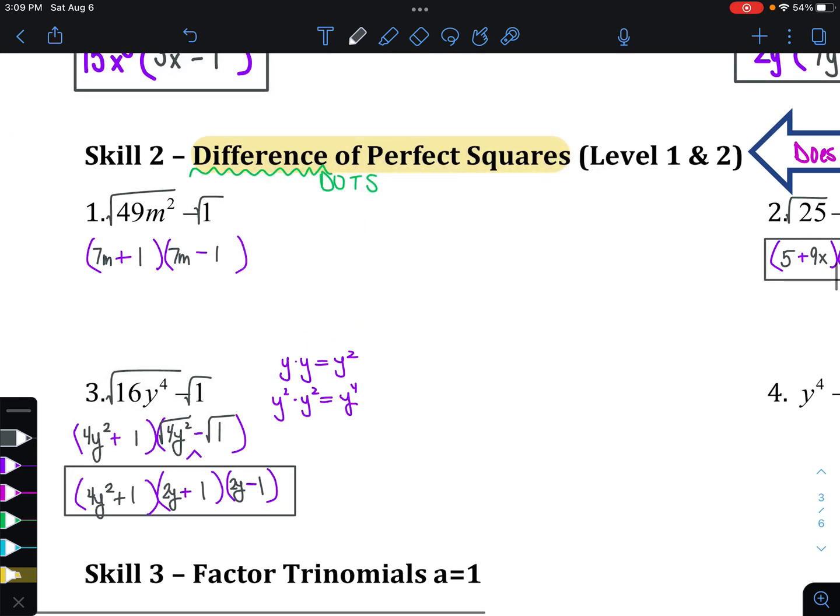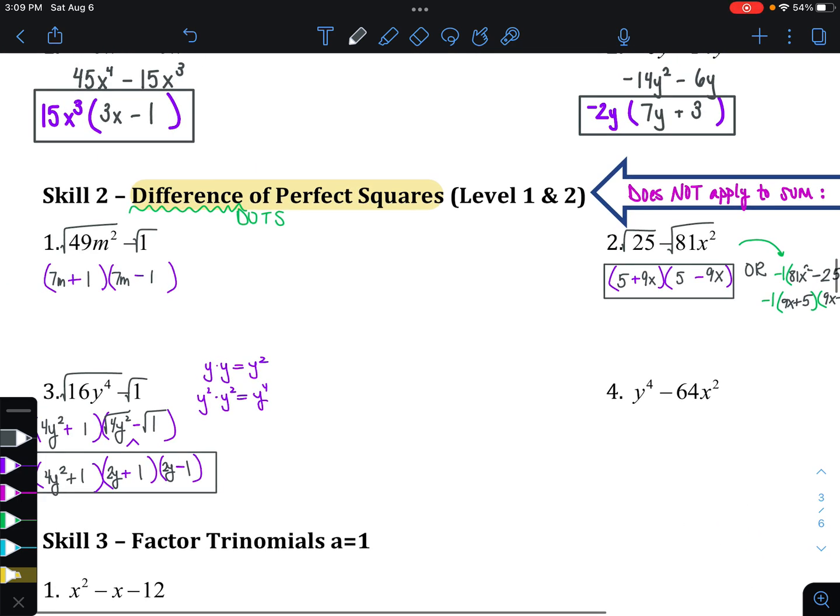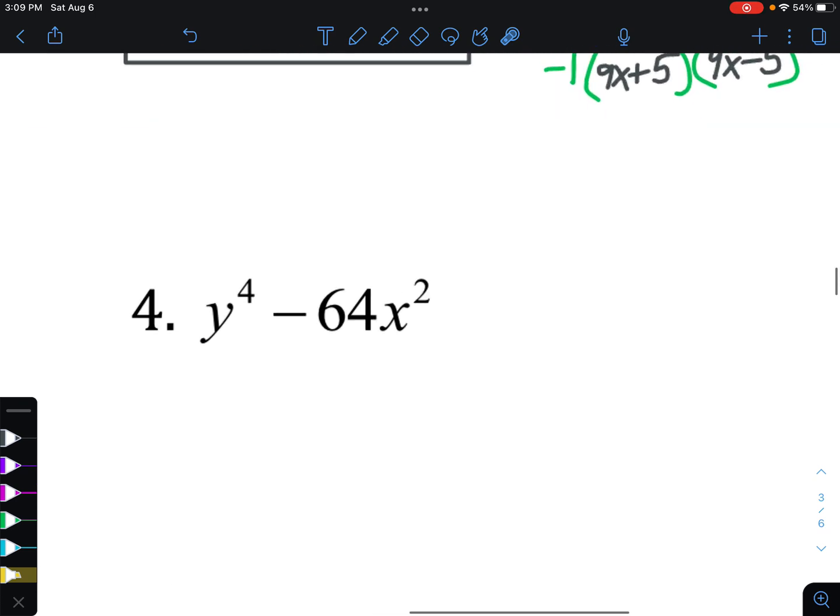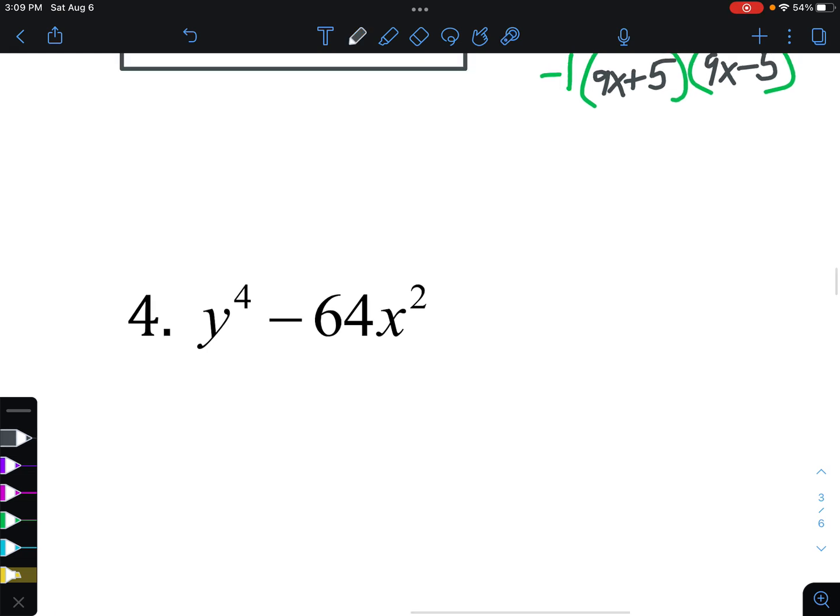All right, awesome. So what I want you to do is pause the video and try number 4 using these as examples. Pause the video, try number 4 on your own. All right, so if we did that, we would factor.